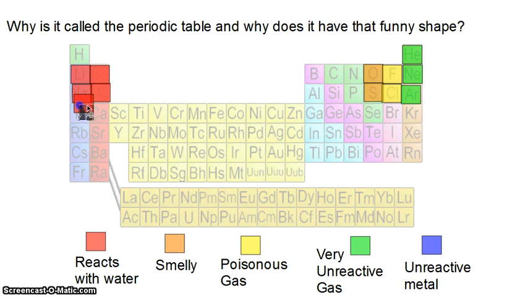Going down to the next row, potassium and calcium both, guess what, react with water. Selenium is very smelly. Bromine makes a poisonous gas. And I forgot, copper is an unreactive metal. And then krypton is a very unreactive gas. I can keep filling this out and we're going to get the same exact pattern filling in as I go, because this pattern has a certain period that it repeats over.